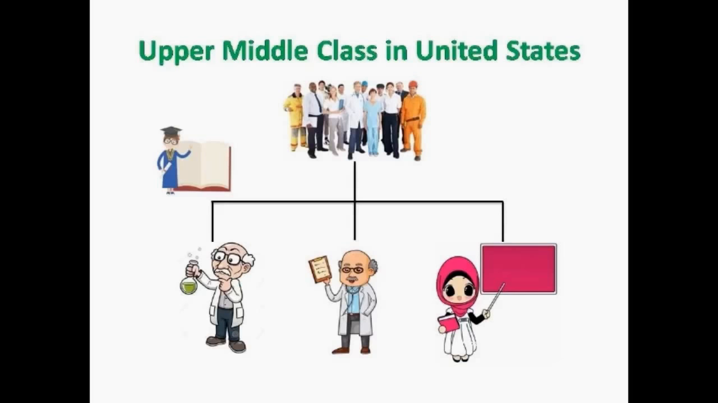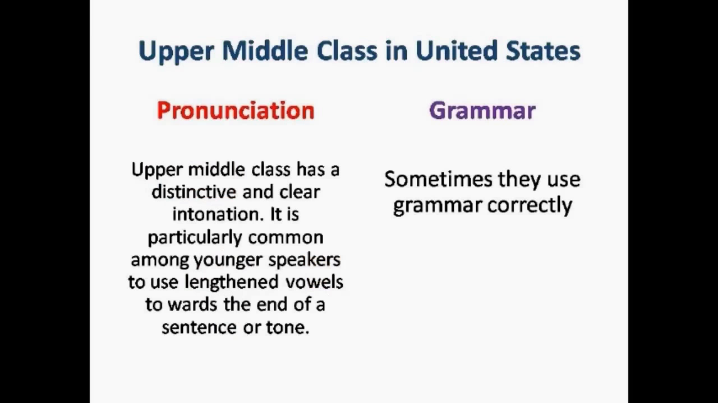Now, I will analyze the dialogue you have watched before. The first is pronunciation. In pronunciation, the upper middle class has a distinctive and cliché style. It is particularly common among younger speakers to use a non-vowel sound toward the end of a sentence or thought.